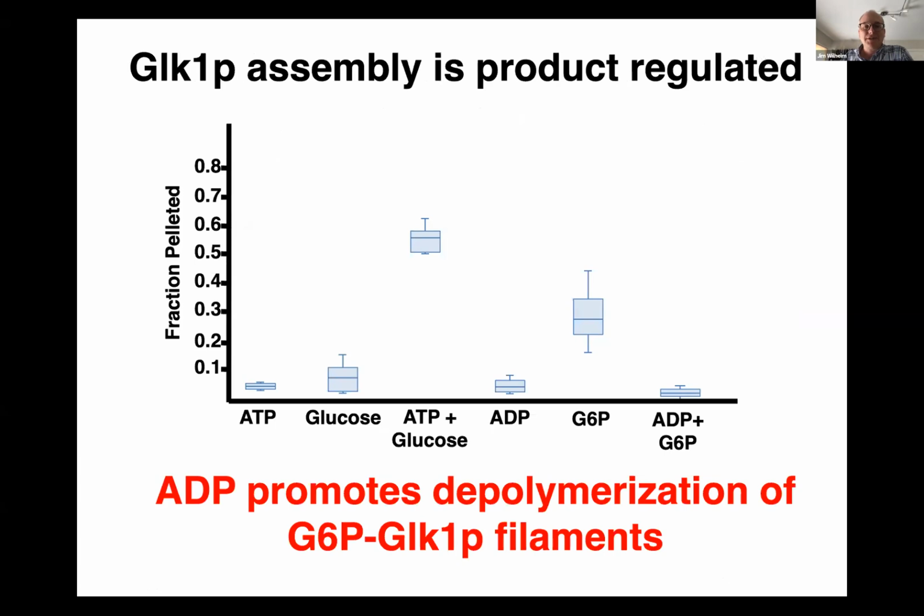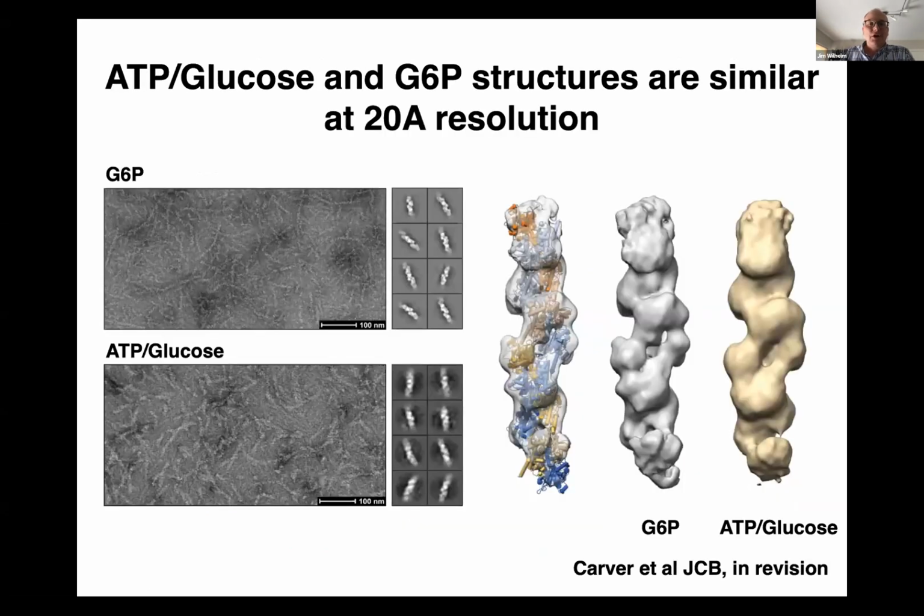Now, what was particularly striking, and got us very excited, was what happens if you combine both products together. The products of the reaction are ADP and glucose 6-phosphate. Glucose 6-phosphate on its own will trigger polymerization. But if we then add ADP to the glucose 6-phosphate filaments, we can rapidly disassemble them. So what we were seeing was that the substrate binding could trigger polymerization. The binding of one of the products could trigger polymerization, but the presence of both products inhibited polymerization. In fact, adding the second product could actively disassemble the glucose 6-phosphate filament. So that suggested perhaps that we were looking at two distinct filaments.